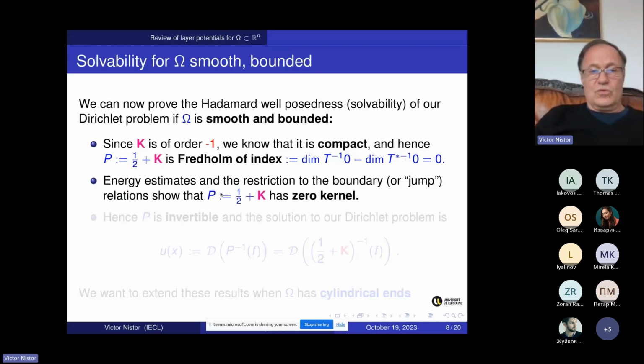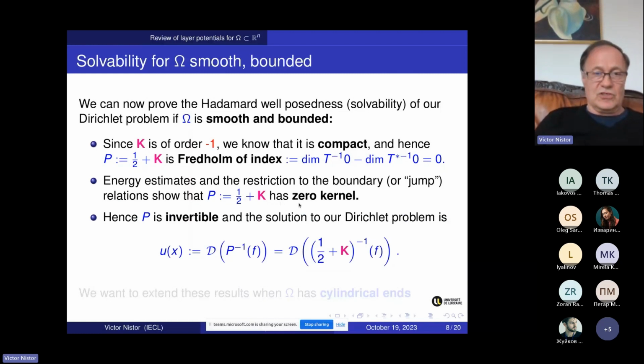The next step is to show using energy estimates that the operator P, 1/2 plus K, which we study, has 0 kernel. So it's injective. Well, and then bingo. So we have an operator of index 0, Fredholm operator of index 0, that is injective. So it's invertible. And then our solution, as I have explained before, the solution of our Dirichlet boundary value problem, U, is the double layer potential applied to P-1 of F. Okay, and that will match the boundary conditions.